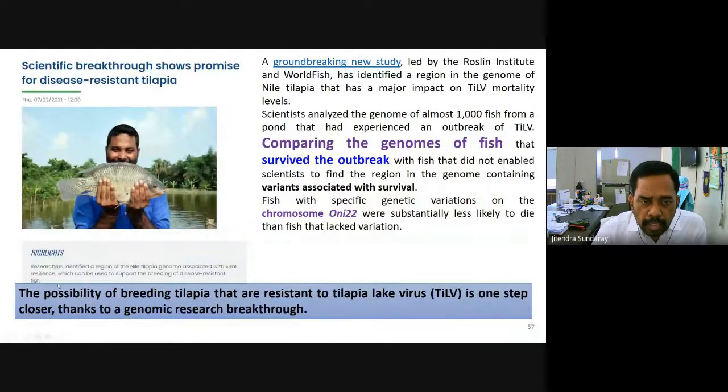And recently tilapia had a big issue of tilapia lake virus. So applying genomic science, they could get the chromosome Oreochromis niloticus 22 that has the particular issues for promoting this particular disease. So now the possibility of breeding tilapia resistant to tilapia lake virus is one step closer thanks to genomic research breakthrough. Right. So once you know the loci where the chromosome, the gene is responsible, so they could do it through a gene editing technology.